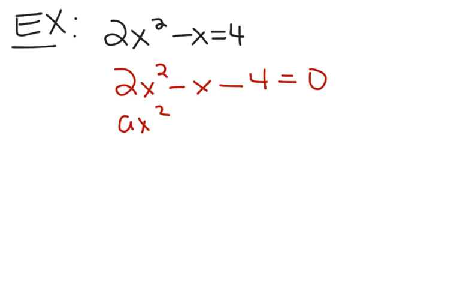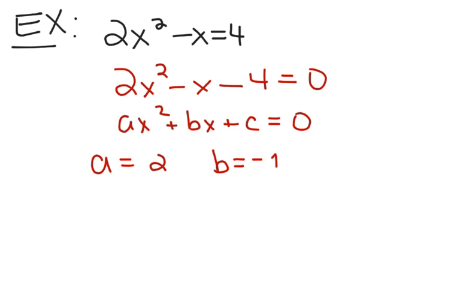Let's now determine what a, b, and c are. a is 2, b is negative 1, and c is negative 4. One of the reasons students tend to get the solutions to a quadratic equation wrong when they're using the quadratic formula is because they miss the signs, like the negatives.